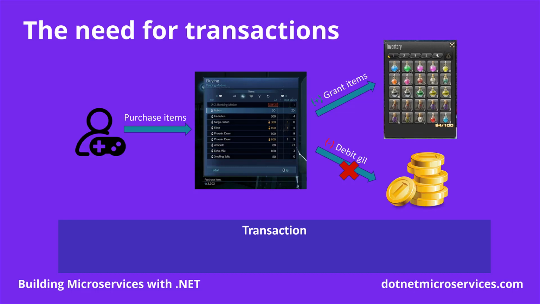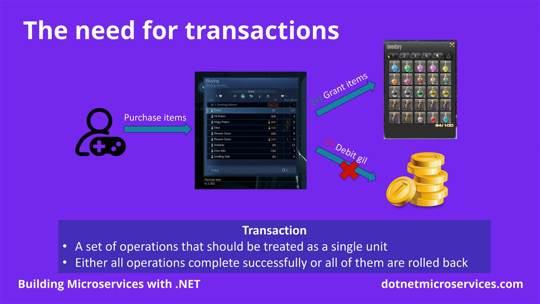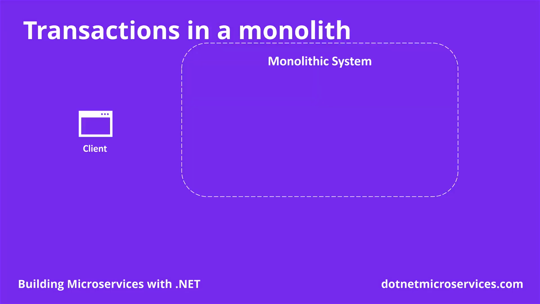In a transaction, a set of operations are treated as a single unit, in such a way that either all the operations complete successfully or all of them are rolled back together. Therefore, with a transaction, we can ensure that our game both grants items to the player and debits yield from him, or both of these operations are undone as if none of them ever happened. Let's see how transactions work in a monolith system.